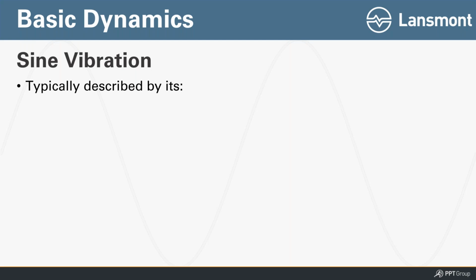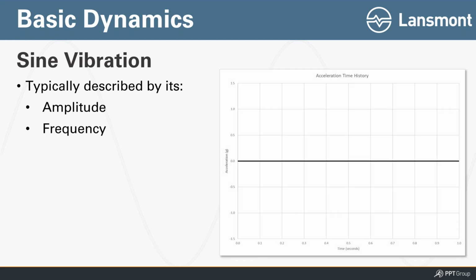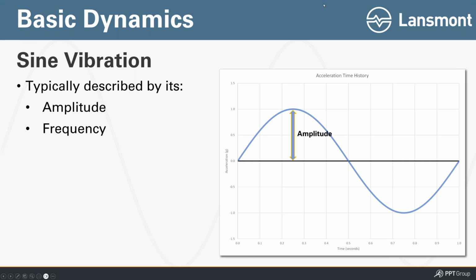So when we talk about sine vibration, we describe that in terms of a sinusoidal waveform, in terms of its amplitude and its frequency. So if I plot a sine waveform, there it is. It's simple, it's clean, it's easy to understand that we have an amplitude associated with that signal, which is basically 0 to peak, in this case a 1G amplitude.